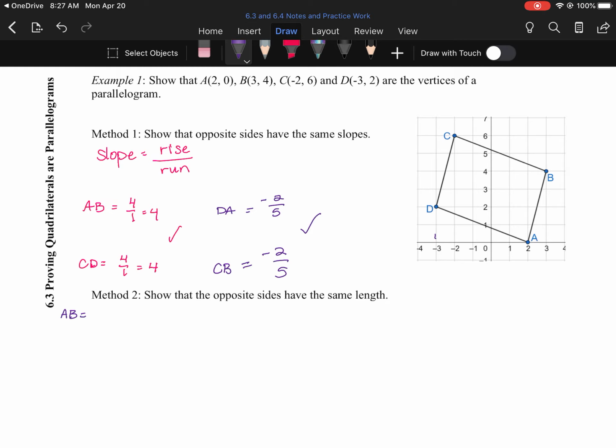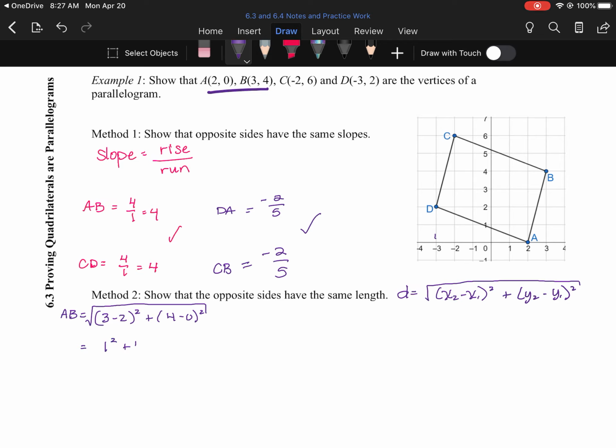Okay, so A to B. So distance formula, I'll write it off to the side here. So we do x sub 2 minus x sub 1 squared plus y sub 2 minus y sub 1 squared, and then square root all of that. So I'm just going to use the points. So I'm going to do AB first. So I'm going to do 3 minus 2 squared plus 4 minus 0 squared. So I'm going to get 1 squared plus 4 squared, and we get the square root of 17. I'm just going to leave it in that format.